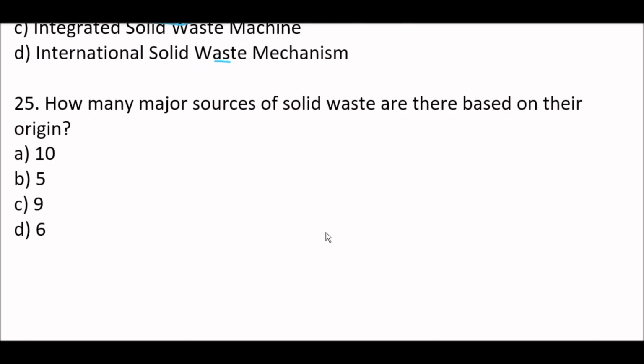Okay. Next question. How many major sources of solid waste are there based on their origin? Option A, 10. Option B, 5. Option C, 9. And option D, 6. Right answer is option C, 9. Okay. 9 major sources of solid waste are there based on their origin.